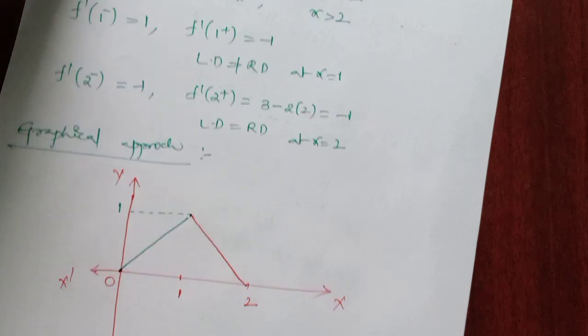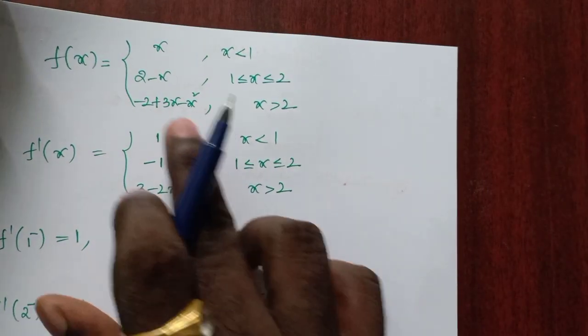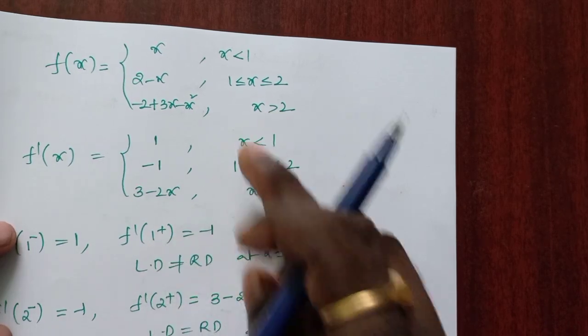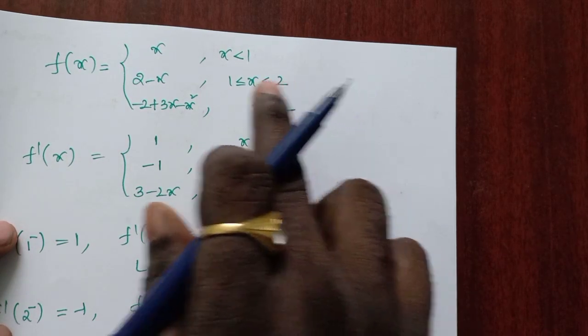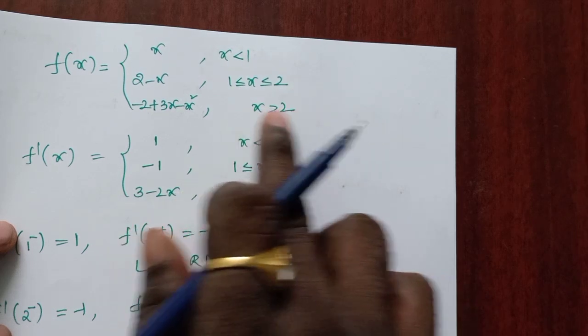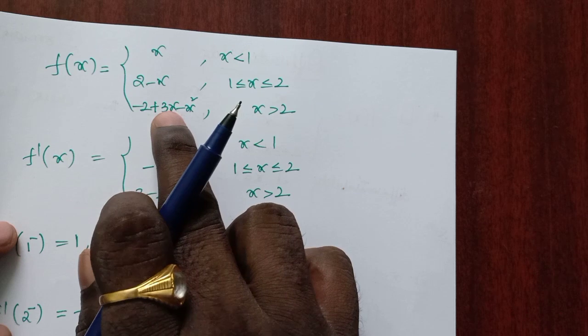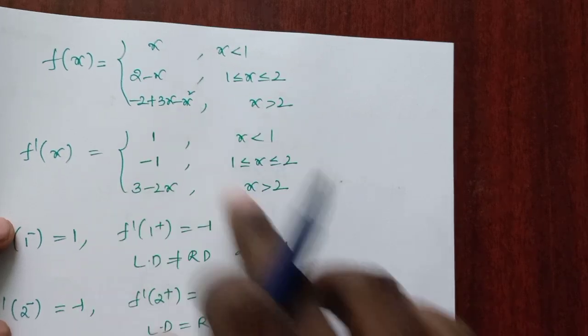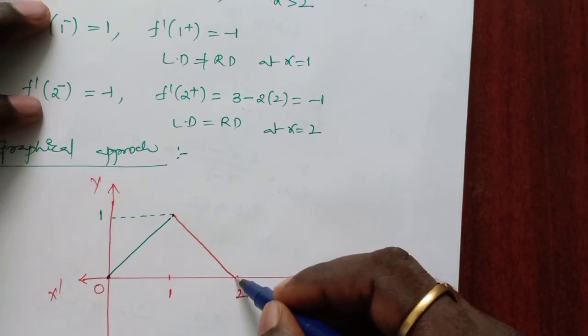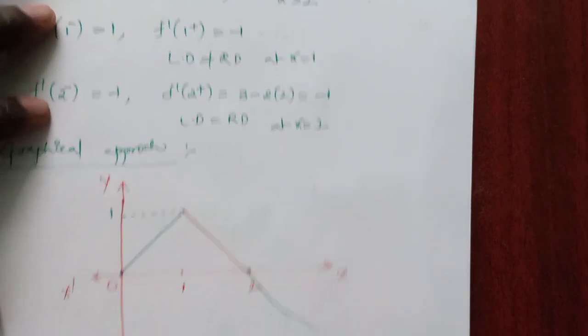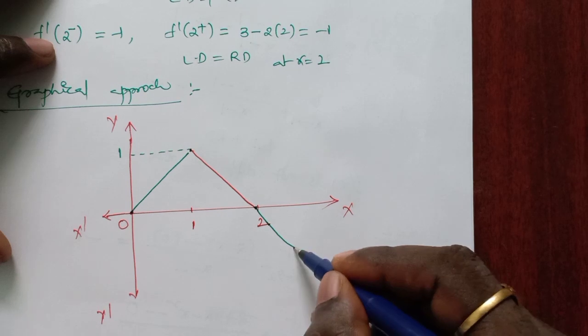And coming to the third function, completely it is a curve and it is in the region x greater than 2. So if you substitute 2 here, it is 0, and for greater than 2, if it is 3, clearly 3 into 3 is 9, 9 minus 9 minus 2. So it is decreasing like this. So this should be like this.